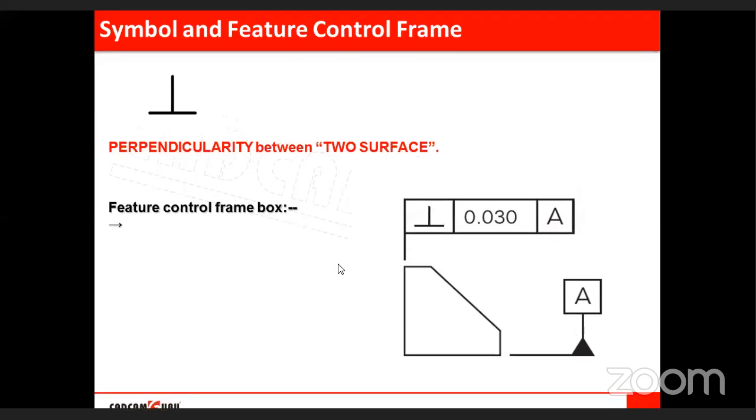So here we are talking about perpendicularity of this with respect to this. If the feature control frame is attached with this, then this datum identifier will attach with this. It means we are expecting perpendicularity of this surface with respect to this surface.